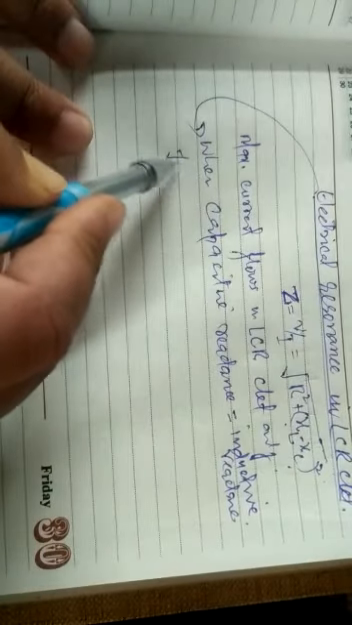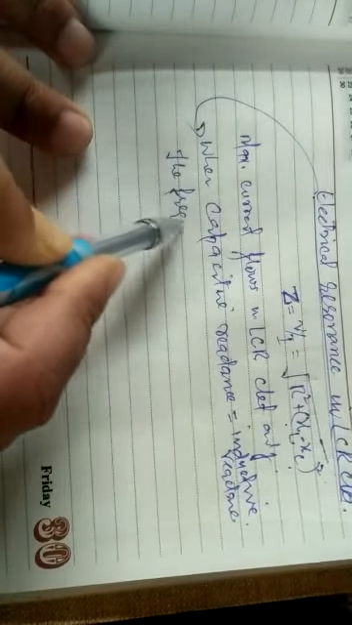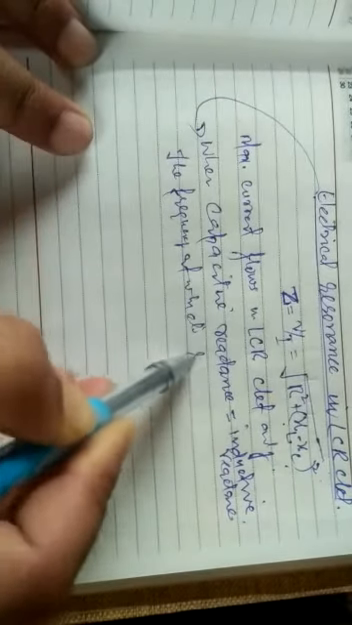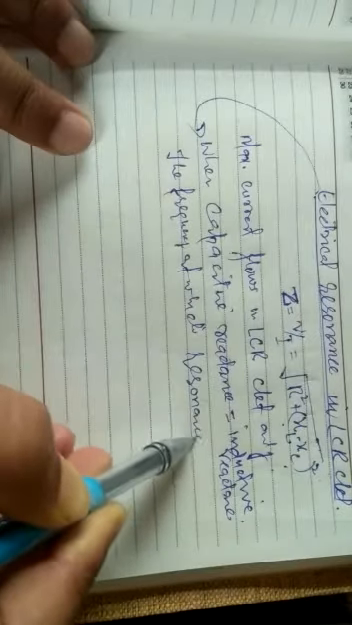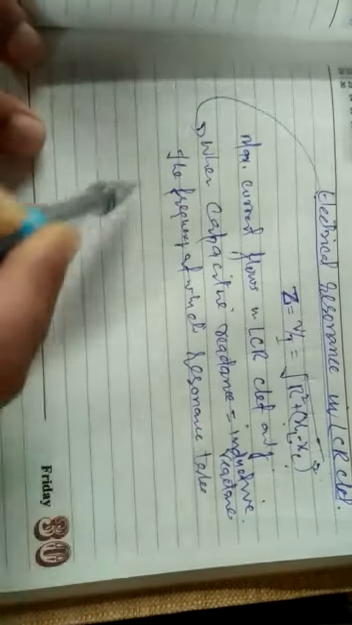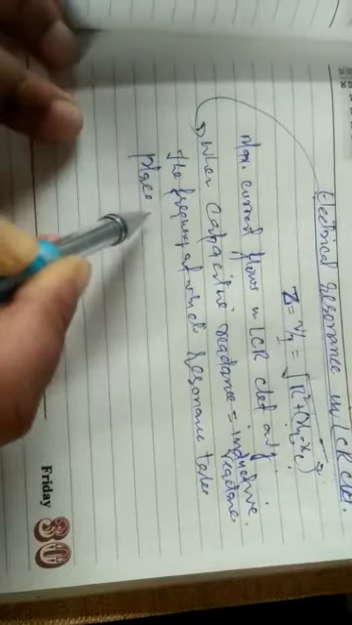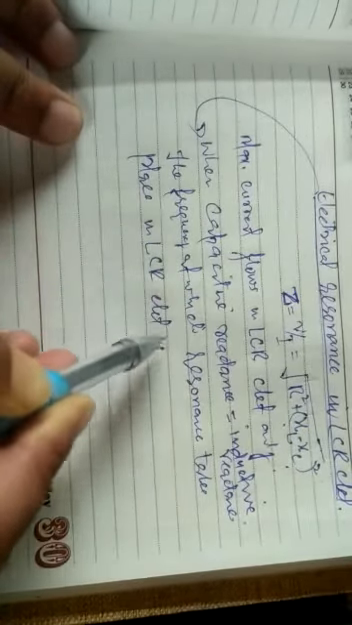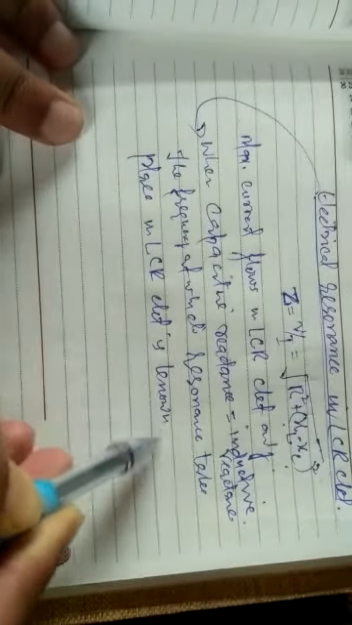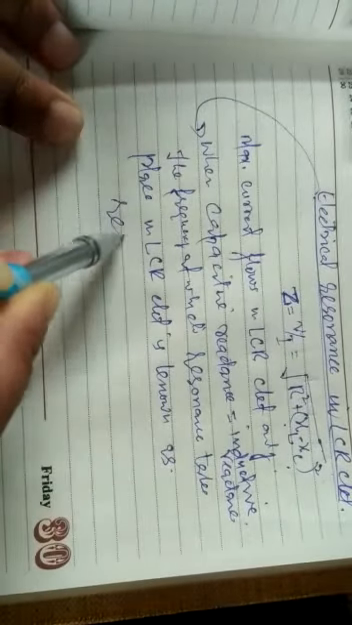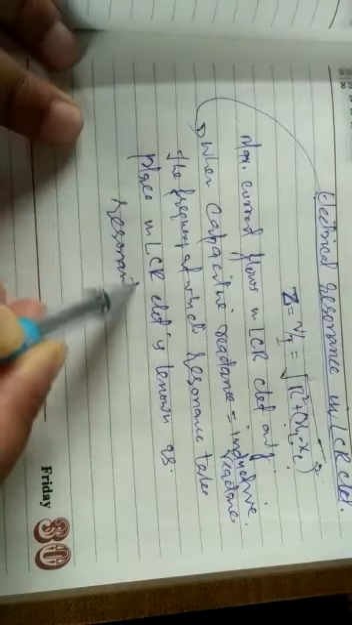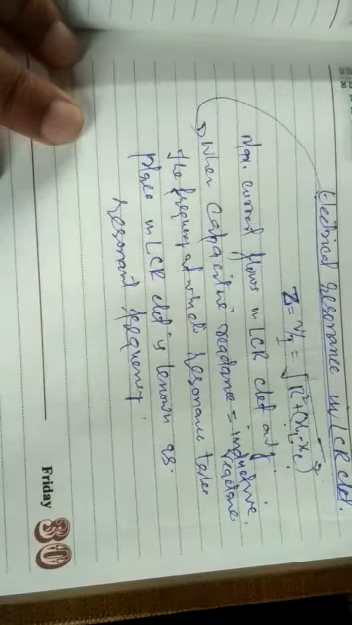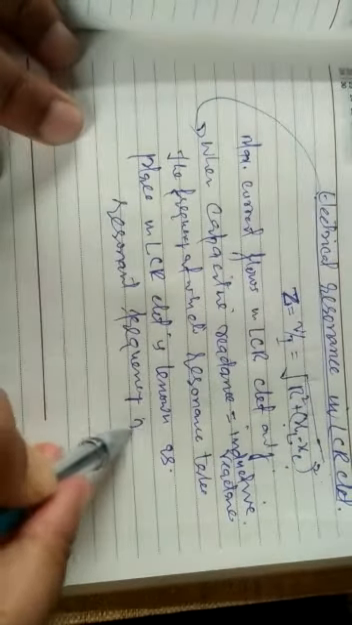The frequency at which resonance takes place in an LCR circuit is known as the resonant frequency, and this resonant frequency is denoted by what? It is denoted by nu naught.